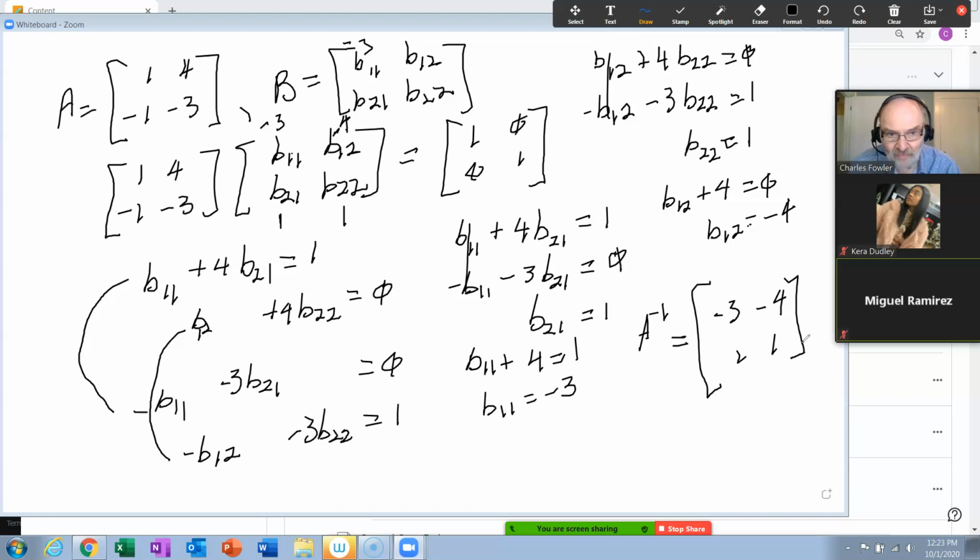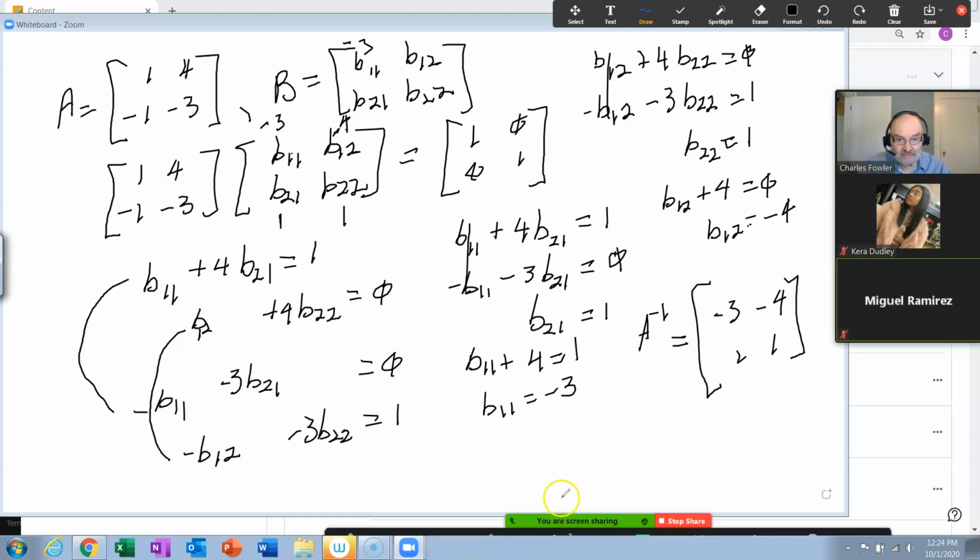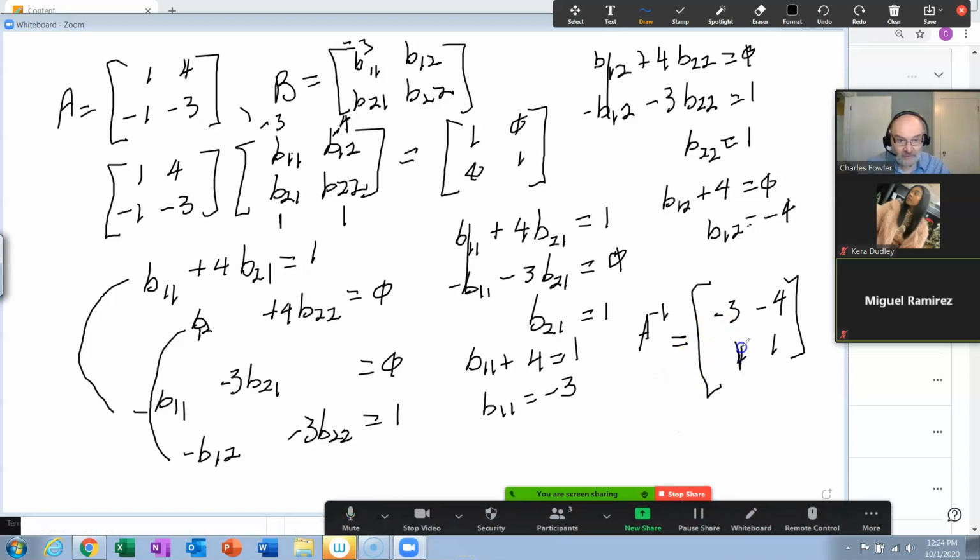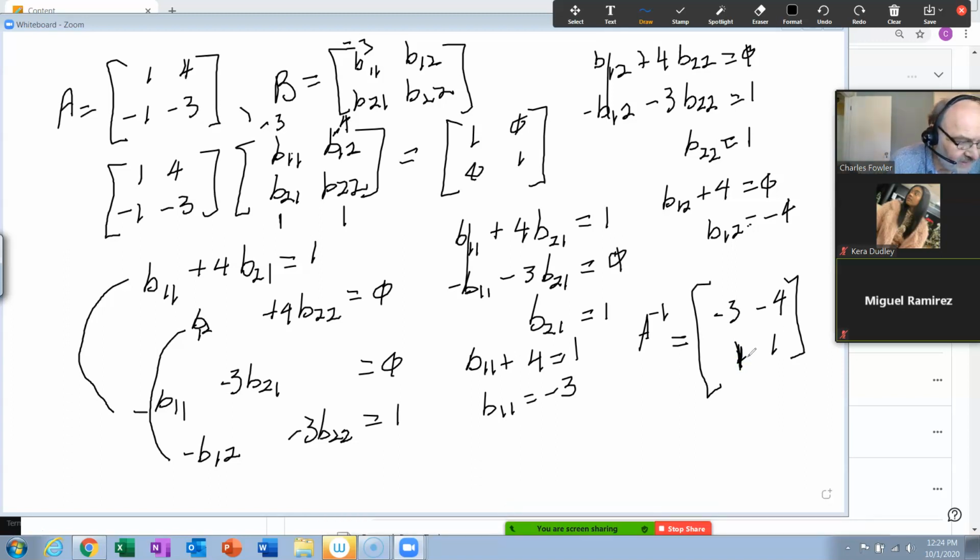We have just found the inverse. Now, that one down here is pretty ugly. That's a 1 here. And that's how the book did it too. They called the unknown x, I called it b. They still got -3, -4, 1, 1. Same as we did. Notice you did have 2 equations, 2 unknowns, 2 pairs of them, which made it pretty easy to do.